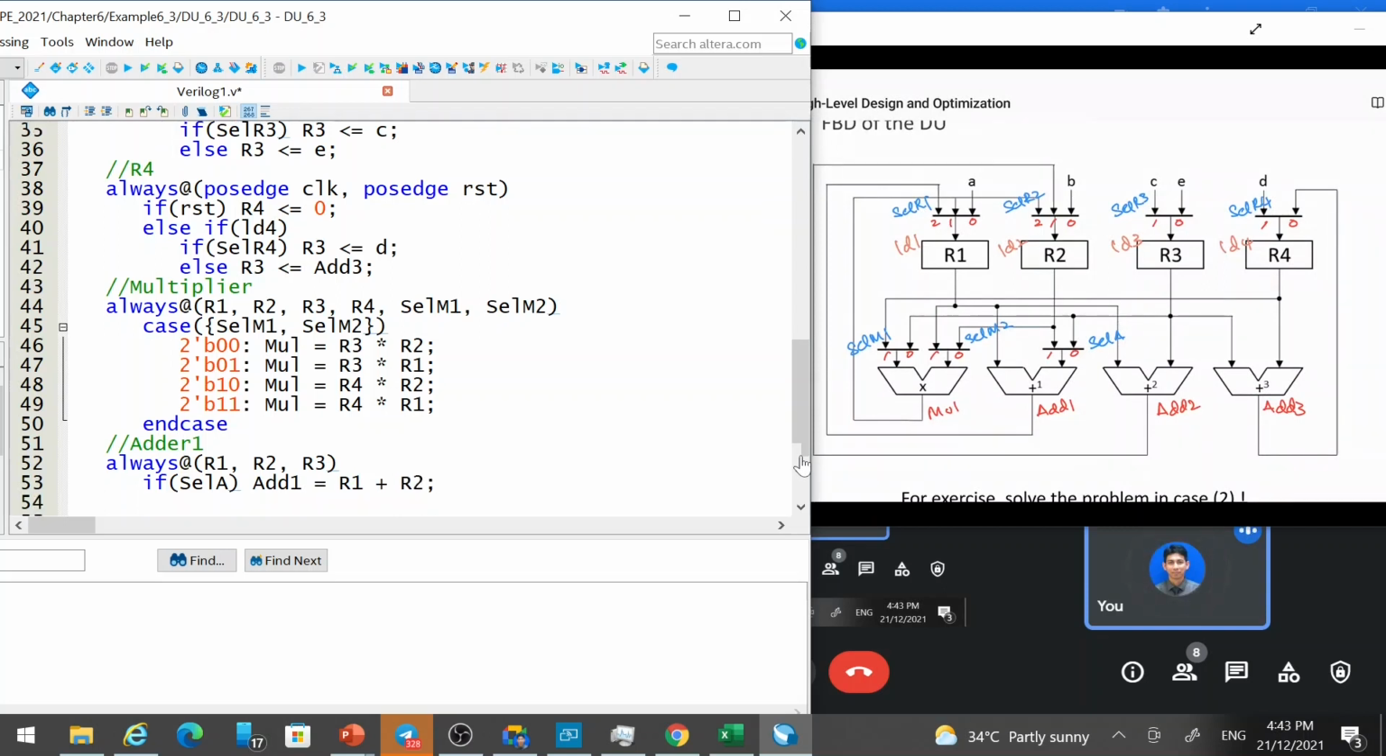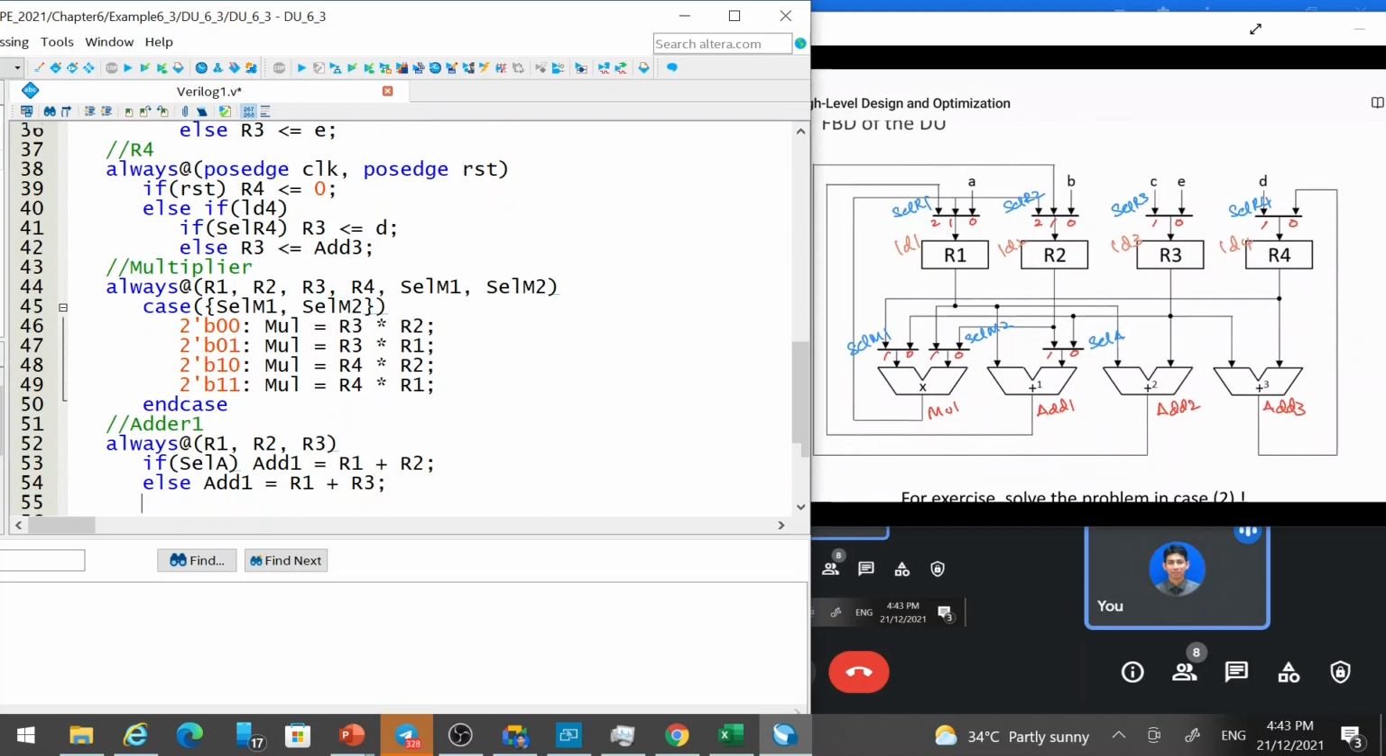or if SELA equal to 0, so else, must be again R1 plus R3. Done.